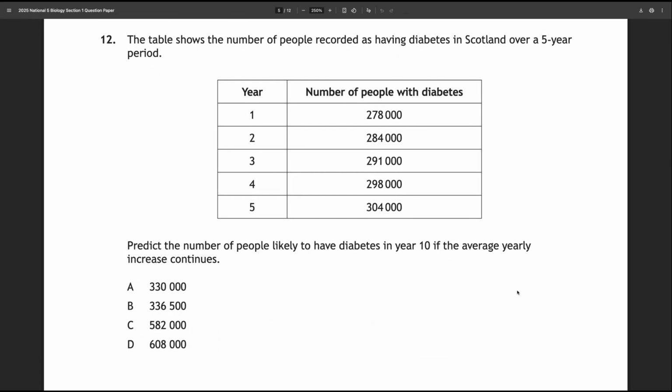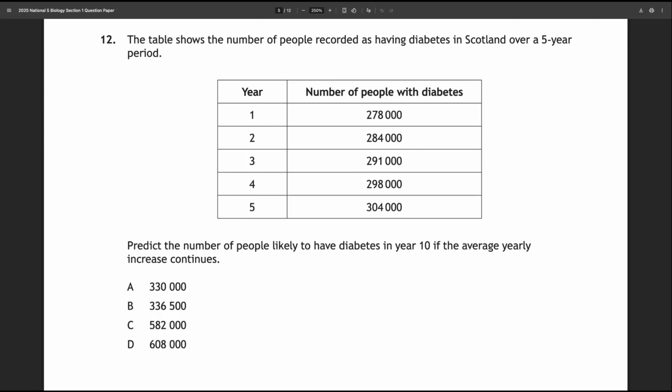Number 12, the table shows the number of people recorded as having diabetes in Scotland over a 5-year period. Okay, you've got your 5 years there, and you've got the number of people with diabetes in the table. Now, you have to predict the number of people likely to have diabetes in year 10 if the average yearly increase continues. Okay, so for this question, we have to calculate the average yearly increase. Okay, and then we have to continue to add that.